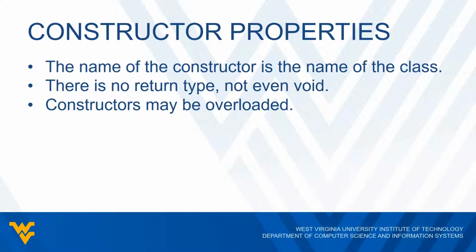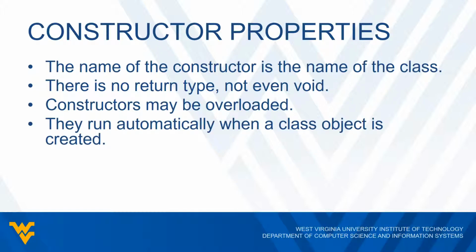Constructors can be overloaded. We just said there are two different types of constructors, the ones with parameters and ones without parameters. The names are going to be the same, so we can have multiple constructors and they all must have the same names. It's just that their parameter lists are different. So that's the definition of an overloaded method.